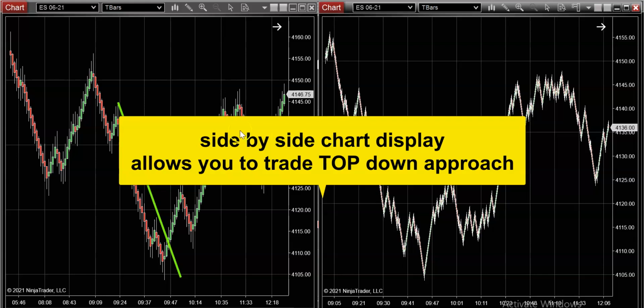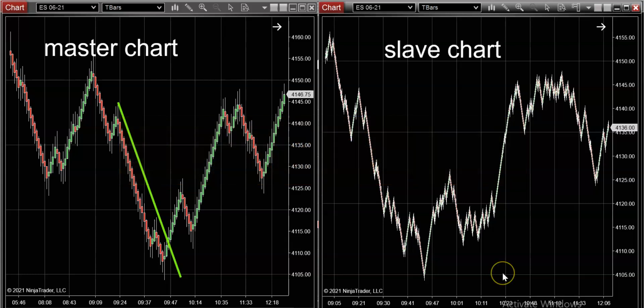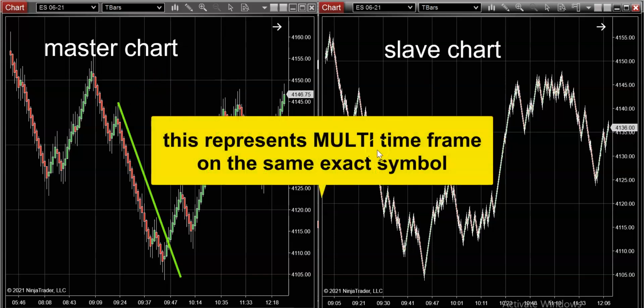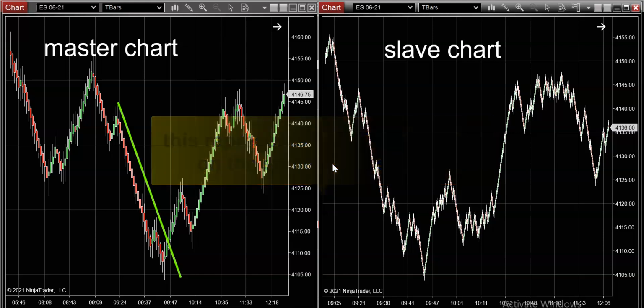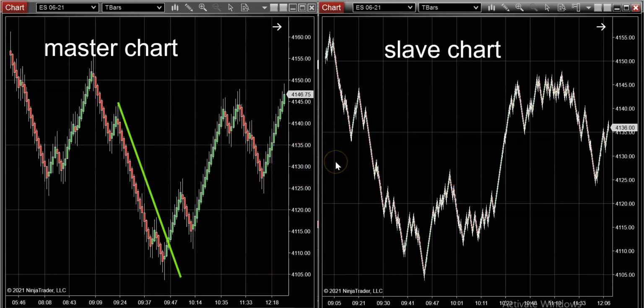What's the advantage of having your chart set up side by side? Well, number one, this is what I like to call micro trading, okay? You have what I like to call a master chart and a slave chart. It's been a while since I did one of these side-by-sides, but I'm telling you guys, these are a really effective way to organize your trading and approach your technical analysis from a top-down perspective.